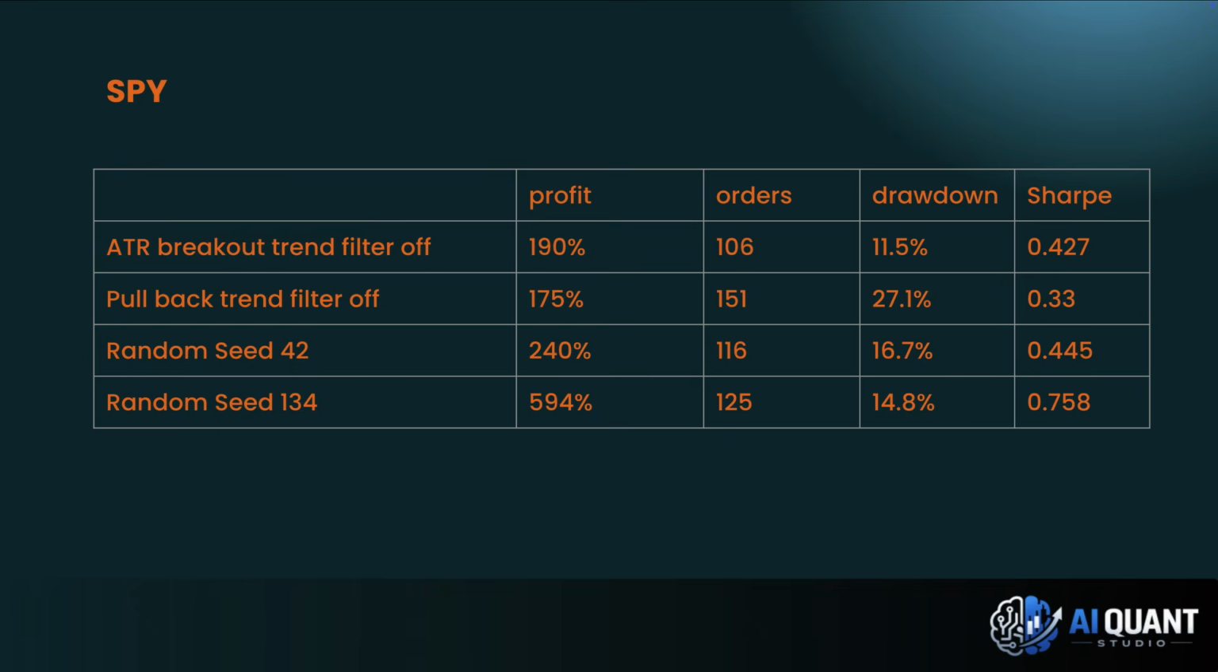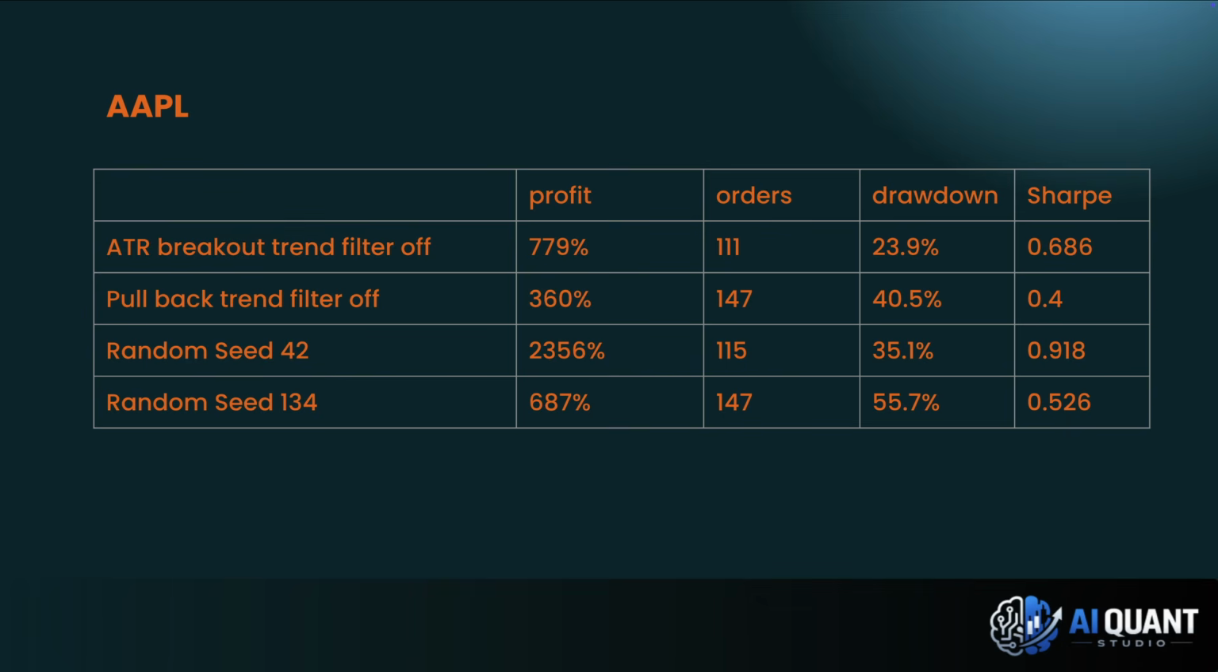Then SPY, random seed 42, 240%. Seed 134, 594%. ATR Breakout, 190%. On the most broadly diversified index in the world, random entry outperformed every engineered strategy. SMH, the semiconductor ETF, random seed 42 at 910%. More than double ATR Breakout's 384. Semiconductors trend hard when they move, and the trailing stop captured those trends regardless of when we entered.